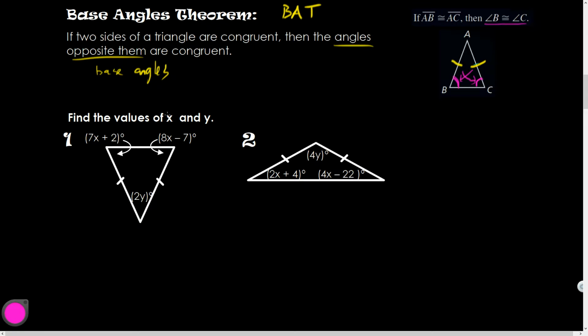Well, which two angles in this triangle are the base angles? The top two. Yes. So these two angles are the base angles. Those base angles are congruent by the base angles theorem, and then their measures are equal by definition of congruence. By substitution, I could write an equation like the following: 8x minus 7 is going to equal 7x plus 2. And that's true by the base angles theorem.